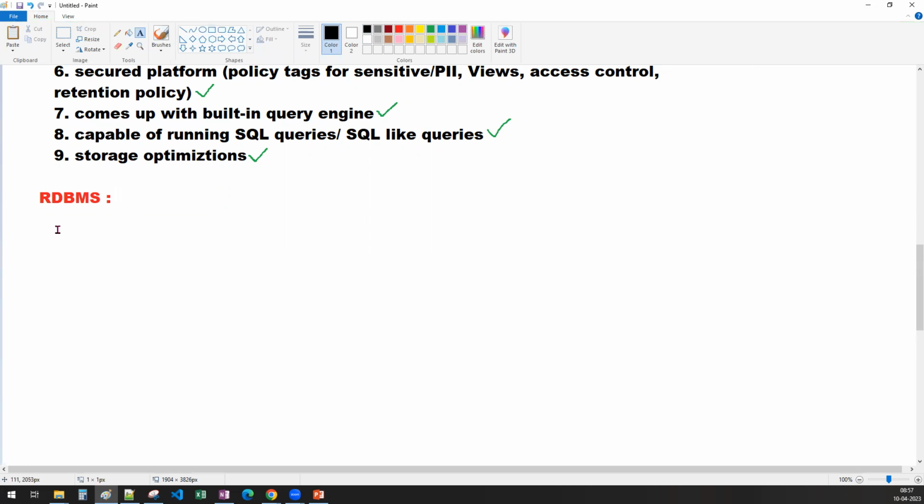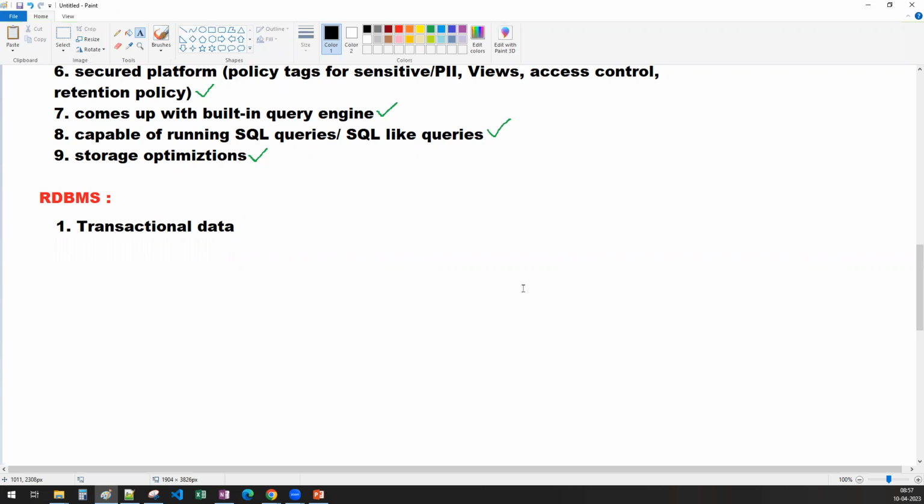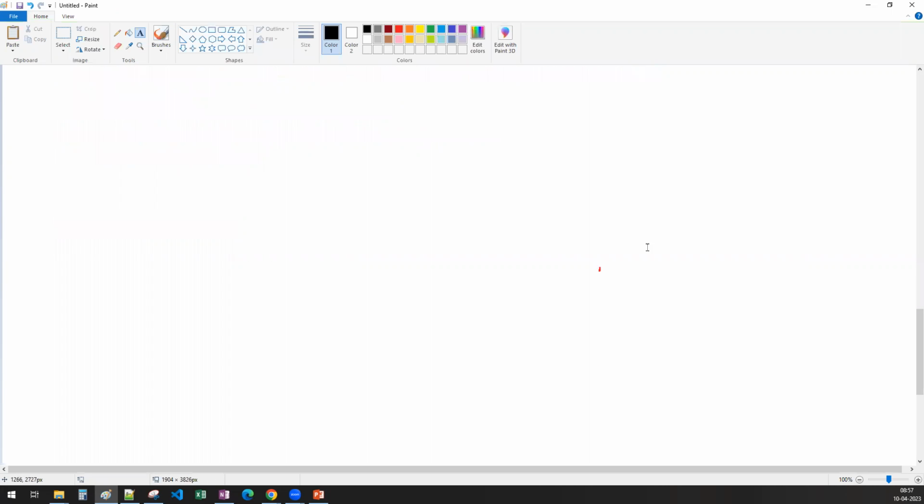Okay, the very first point, it is also a place where we are going to store the transactional data, the day-to-day activities. For example, as I mentioned, in the data warehouse we are going to store the historical data, but in the RDBMS, we are going to store the day-to-day activities. If you wanted to understand the difference, this is the difference.